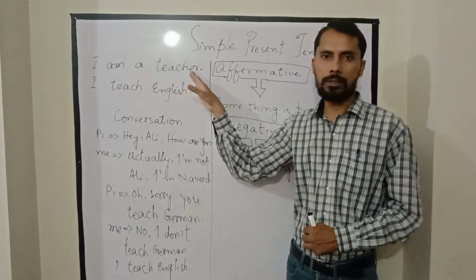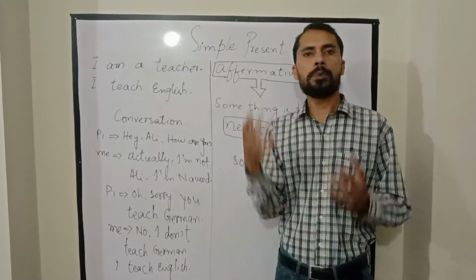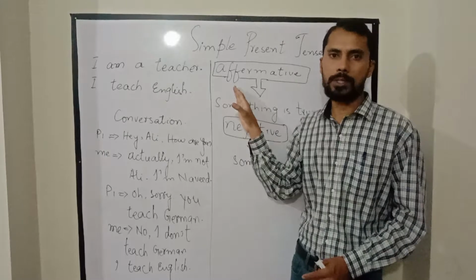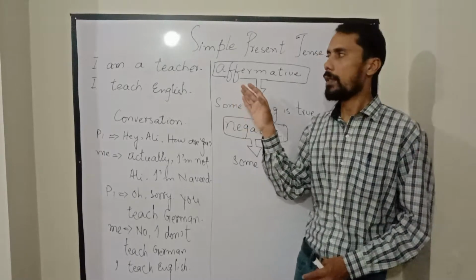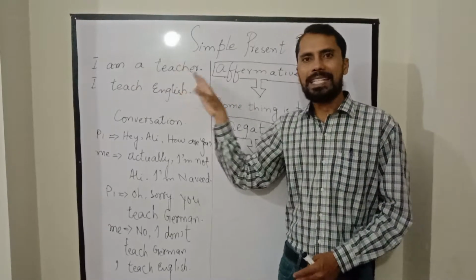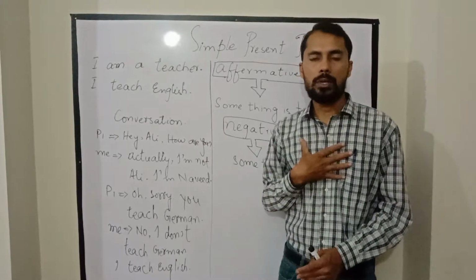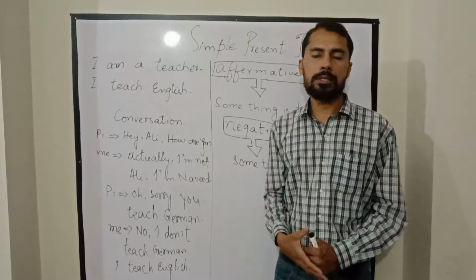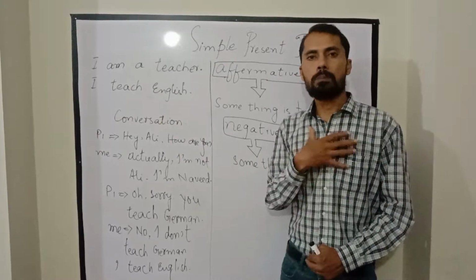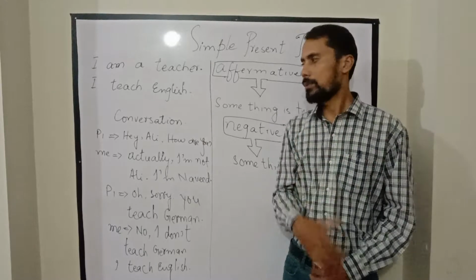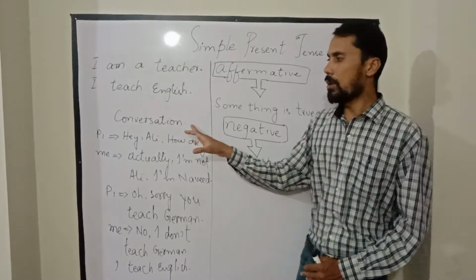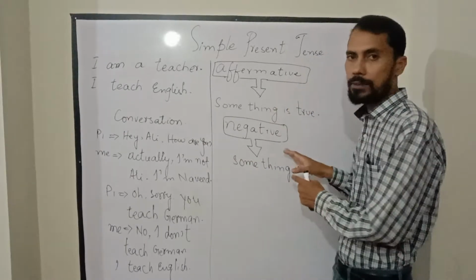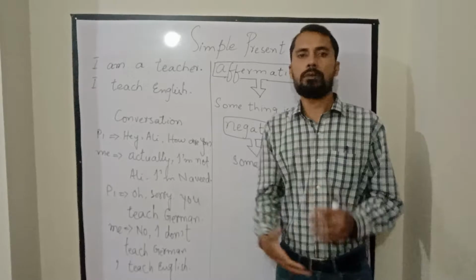I am a teacher. This is a positive statement. We sometimes call affirmative sentences positive sentences. I am a teacher. This is a statement about me, which is true. I teach English. This is again a statement about me, which is true. Now let's look at this conversation and try to understand affirmative and negatives and how we can use them in our conversations.